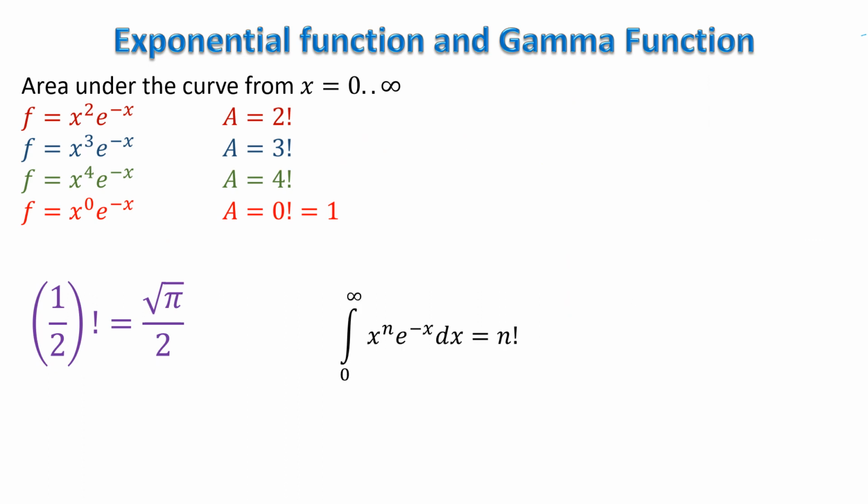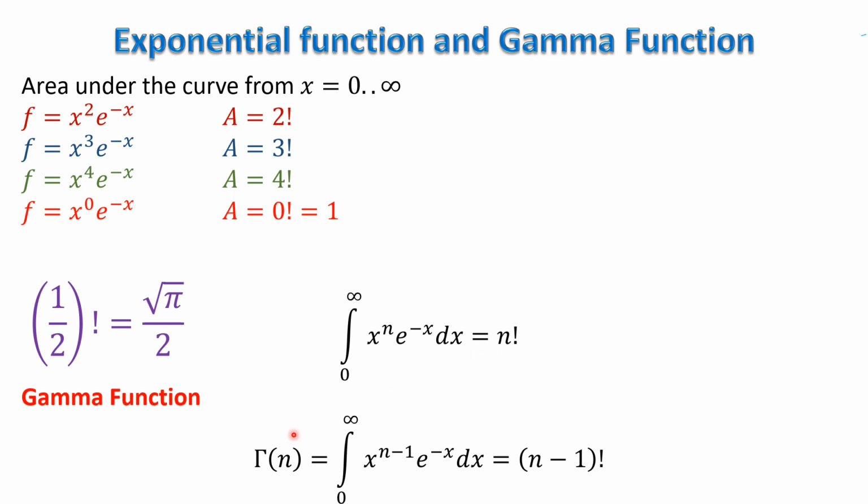So here we can take a liberty to generalize this integration, where the integral of x to the power n e to the power minus x dx, and the limits are from 0 to infinity, leads to n factorial. This is actually a gamma function, but we shall lead to a popular form wherein the gamma function, gamma of n, is equal to the integration of x to the power n minus 1 e to the power minus x dx, which is equal to n minus 1 factorial.